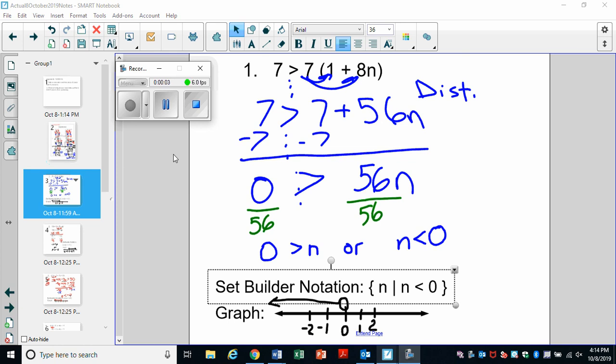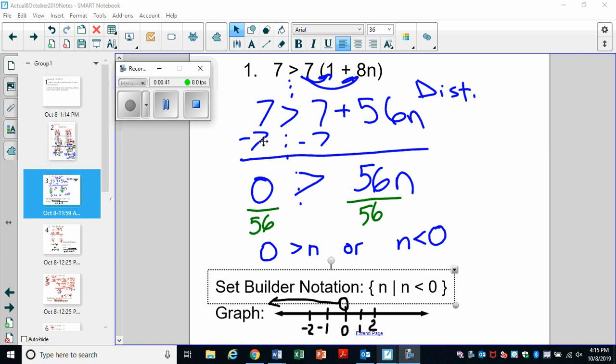Regarding the problems that we did today in class, problem number 1, we have 7 is greater than 7 times the quantity 1 plus 8n. So we distribute the 7, so multiply 7 times 1, which is 7, and 7 times 8n, which is 56n. Now, we can't combine the 7 plus 56n, so we have to subtract 7 on the right side of the inequality by 7. So we also have to subtract the left side of the inequality by 7.